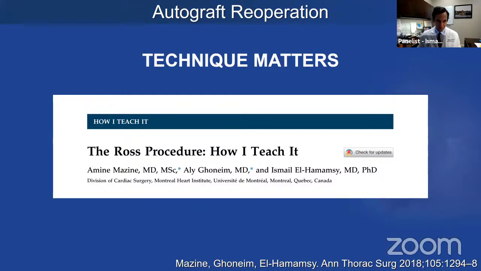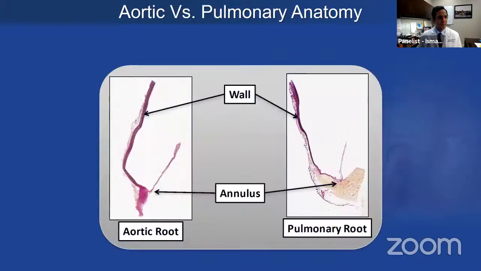It matters not only to keep the operation safe, but it really matters to keep the operation durable in the long term. This is a paper which I invite you to read. It was written by Amin Mazin and Ali Ghonem. Both were excellent residents. Amin now is in Toronto. Ali just completed his residency at McGill, and both are brilliant future surgeons.